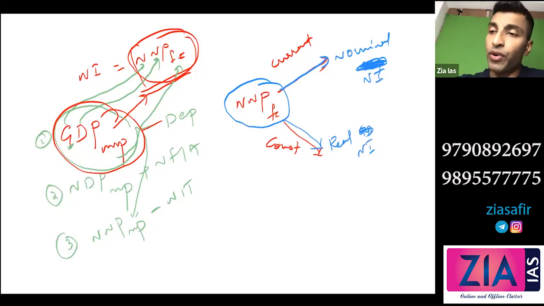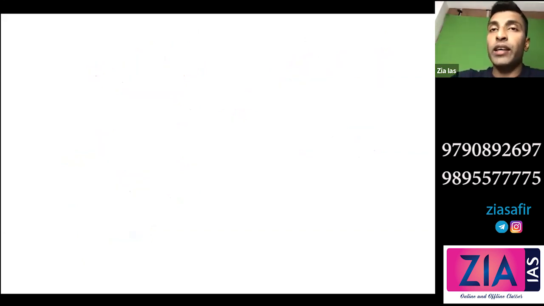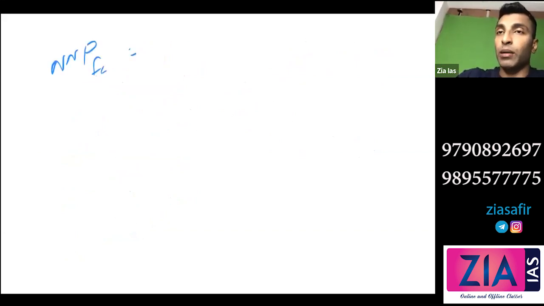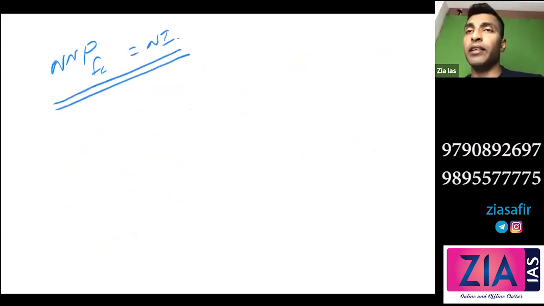Now, why are we taking NNP at factor cost? Why are we not taking any other measure to measure national income? National income means we are measuring the real income. Why are we saying this is the real income?